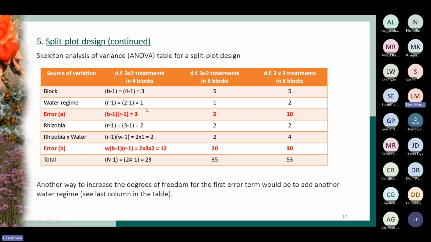So if we want to be able to have more degrees of freedom to test water main effect, you can either add more replicates or you can add another main plot treatment. You can see if we just add 2 more blocks, it only increases from 3 to 5 for the first error term. But if we add another treatment, it actually doubles.